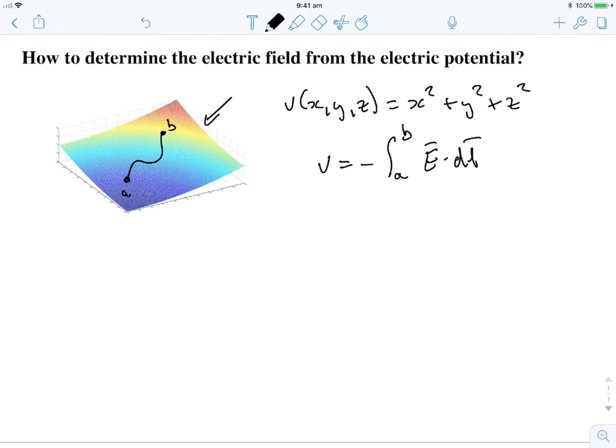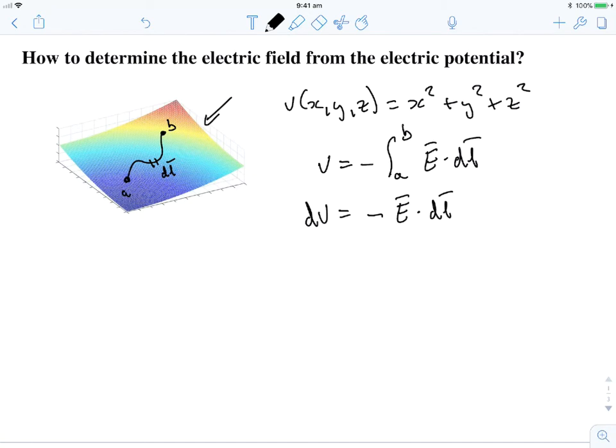Now what we're going to do is consider 2 points along this line which are separated by dl. So dl is your infinitesimal displacement vector, and we're going to consider just 2 points. We then obtain the following differential form, which is dV is equal to minus E dot dl.